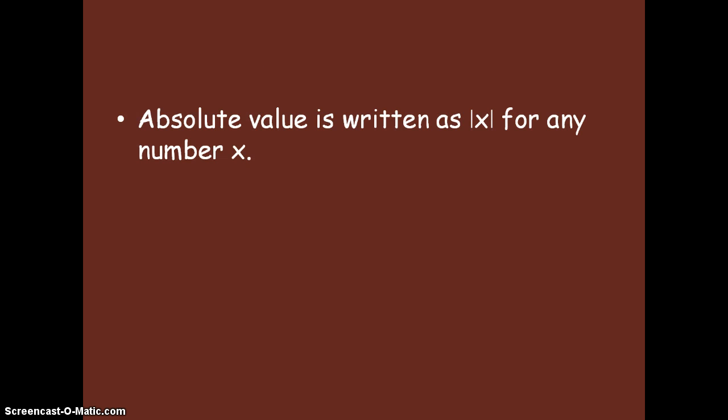Now let's look at how we write it. Absolute value is written as these two straight lines with x inside for any number x. Now that x could be any number. It could be 1 million. It could be negative 1 million. Absolute value is going to be denoted whenever you have a number inside these two straight lines.